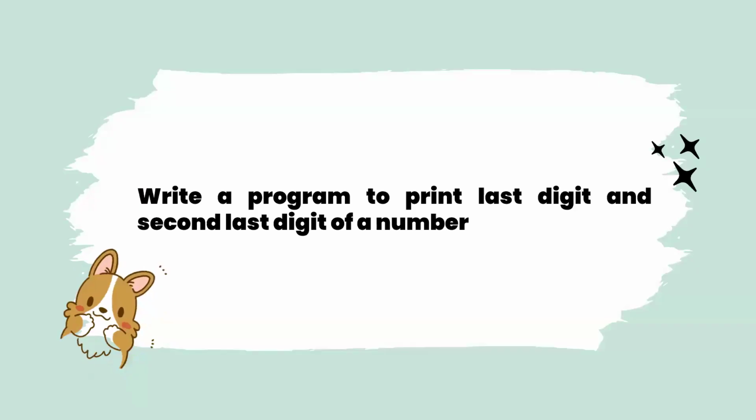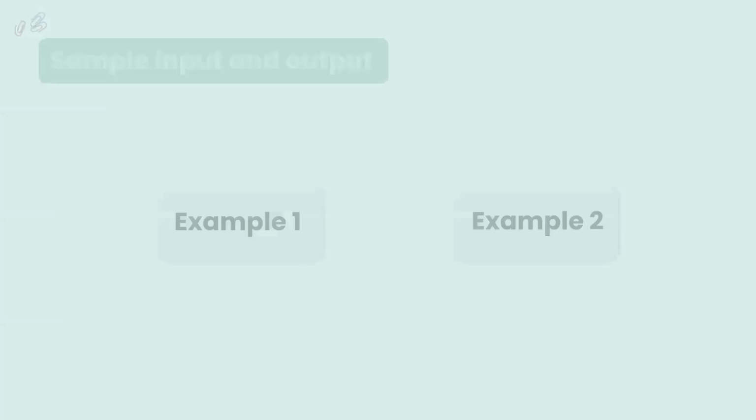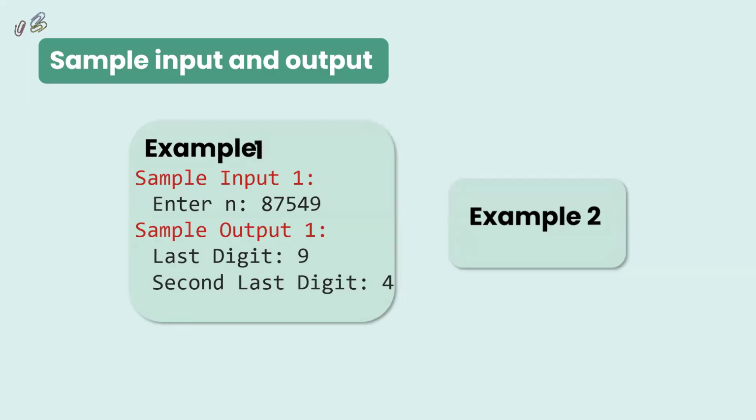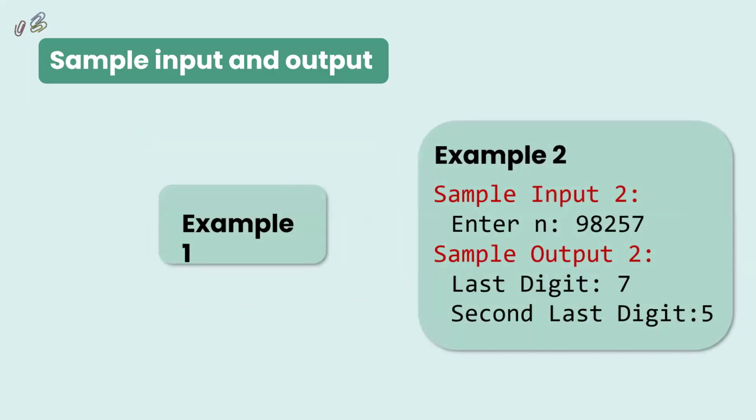We need to write a program to print the last digit and second last digit of a number. See the first example: they have given us the number 87549. The last digit is 9. The second last digit is 4. Now the second example: 98257. The last digit is 7. The second last digit is 5. I hope you understood the question a little bit.